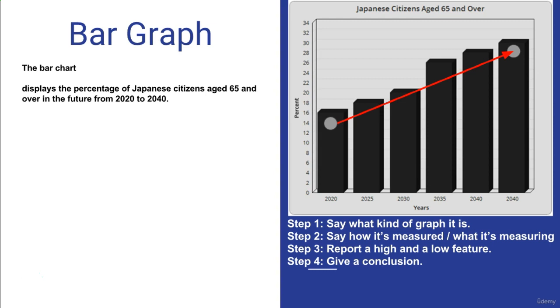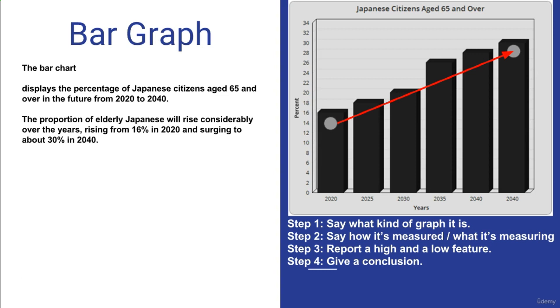Alright, so now let's give the high and low features, those two dots on our graph. So the proportion of elderly Japanese will rise considerably over the years, rising from 16% in 2020 and surging to about 30% in 2040. Overall, the percentage of Japanese who are age 65 and over will almost double in the future.